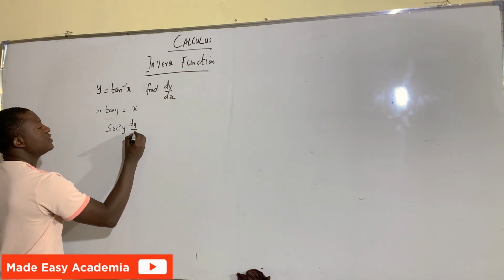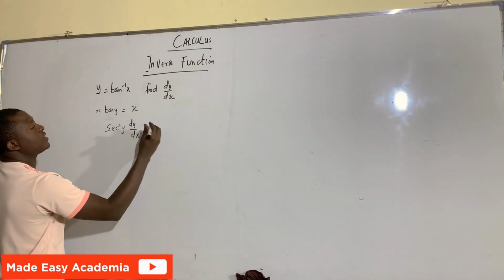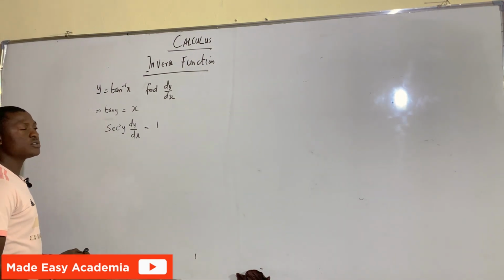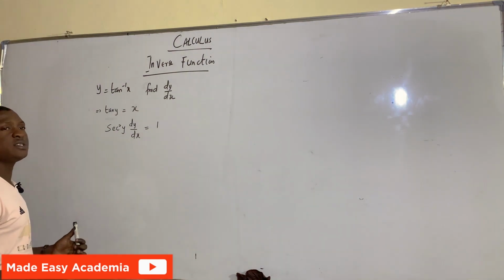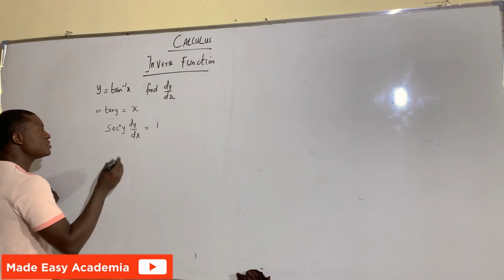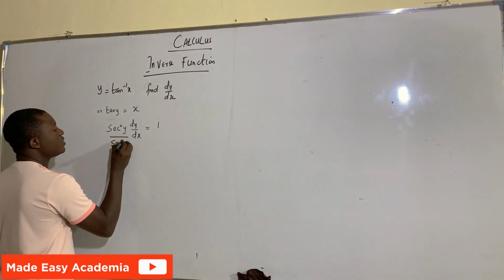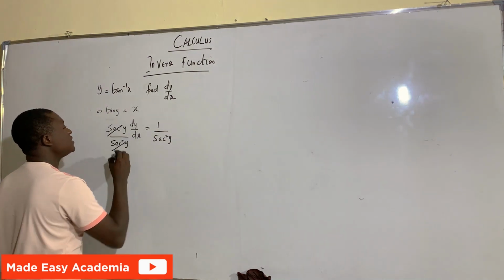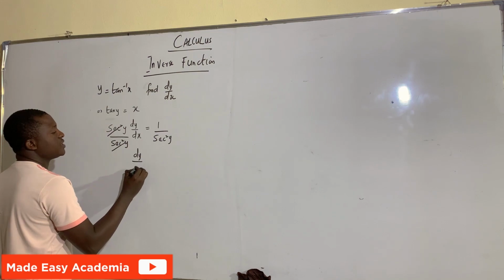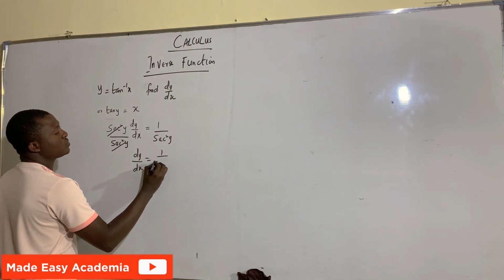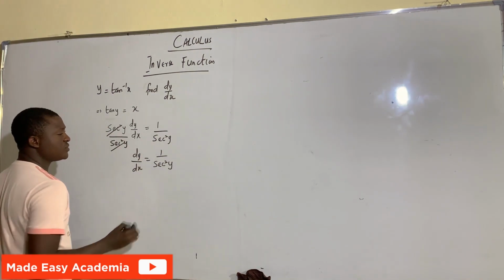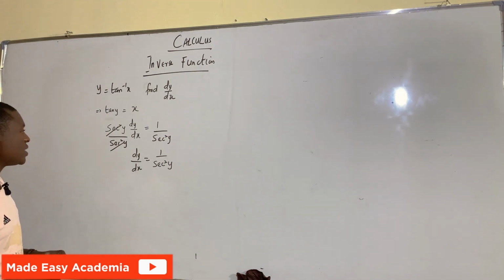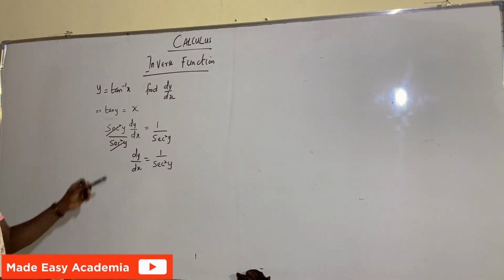Then we have dy/dx. Then the differential of x is nothing but 1. So I'm trying to find the value of dy/dx. I want to make dy/dx the subject. So divide both sides by sec squared y. If this cancels, we have dy/dx is equal to 1 over sec squared y. Can you see that? So now let's find the identity from here.